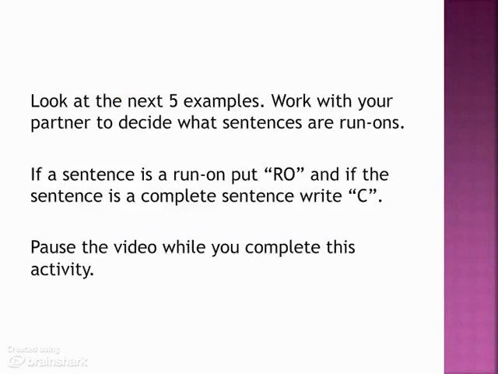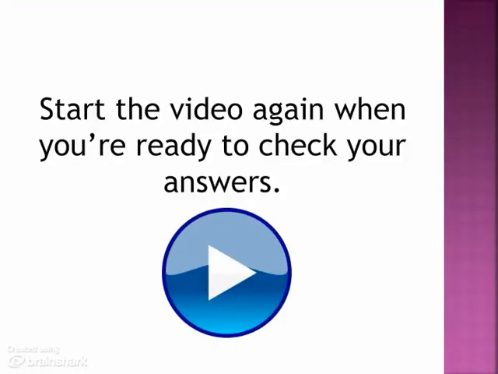Look at the next 5 examples. Work with a partner to decide what sentences are run-ons. If a sentence is a run-on, put RO, and if the sentence is a complete sentence, write C. Please pause the video while you complete this activity. Please make sure you pause the video. Start the video again when you're ready to check your answers.